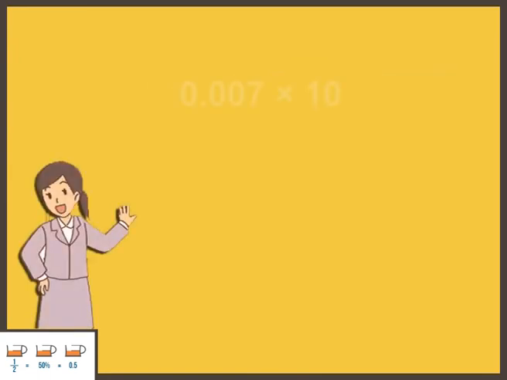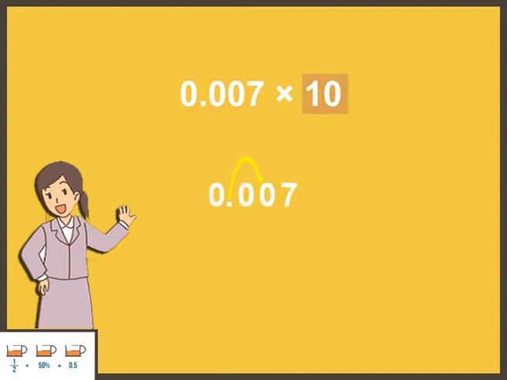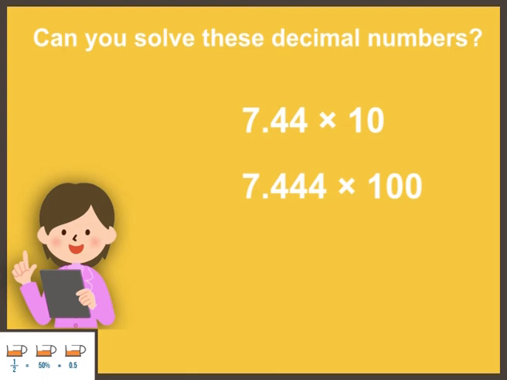In the same way, if we need to multiply 0.007 by 10, we will shift decimal 1 place towards right and get 0.07. Can you solve these decimal numbers? 7.44 multiplied by 10, 7.444 multiplied by 100. Can you tell me what answer do you get for these questions?